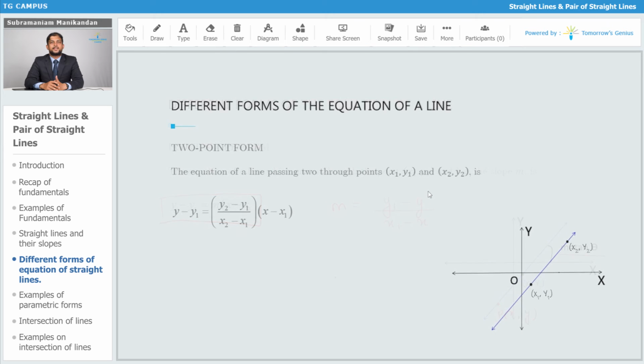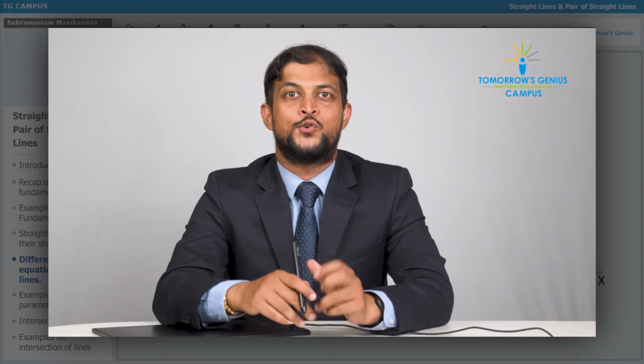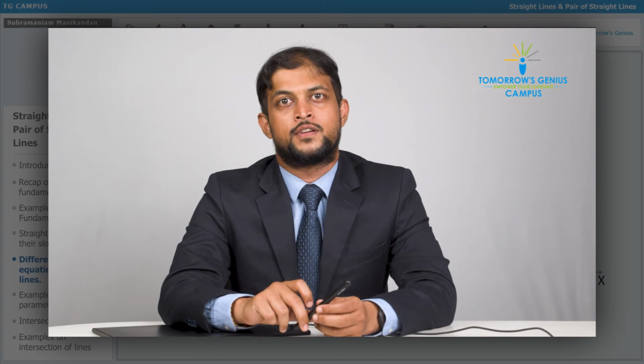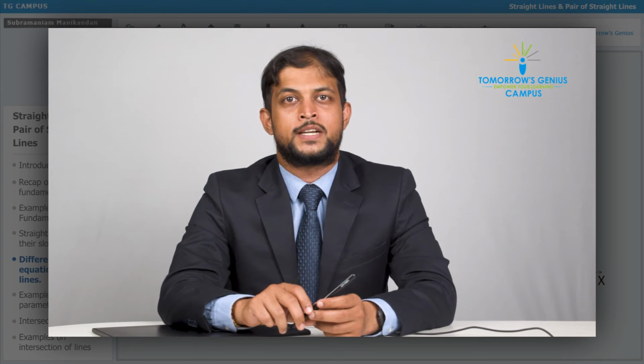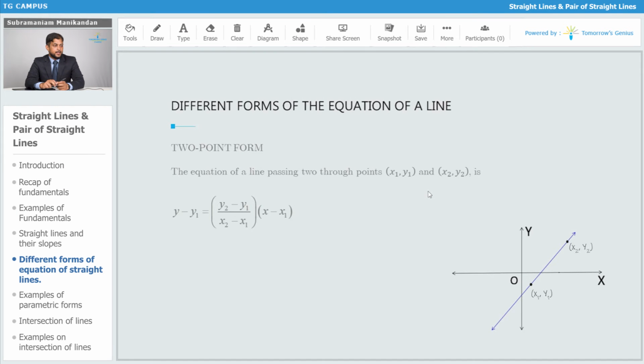The next form is the 2-point form. We can use the 2-point form to find out the equation of a straight line if we know just the coordinates of 2 points. How is that? Let's see. Equation of a line passing through the points x1, y1 and x2, y2.